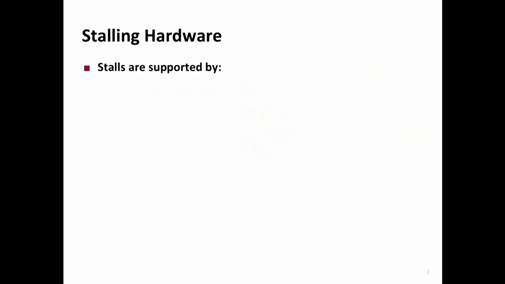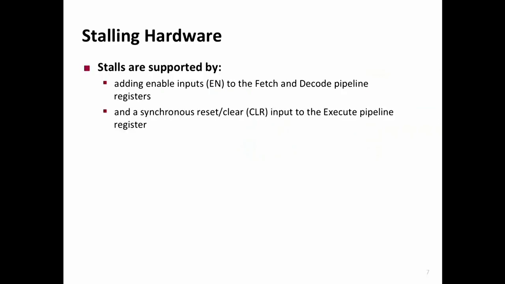Okay, how do you support stalls? We've discussed this before, but let's look at it again. I told you about a structured way of doing it also. Basically, you add enable inputs to the fetch and decode pipeline registers, and you can add a synchronous reset or clear input to the execute pipeline register. Basically, this is just an overview. This is one way of doing it.